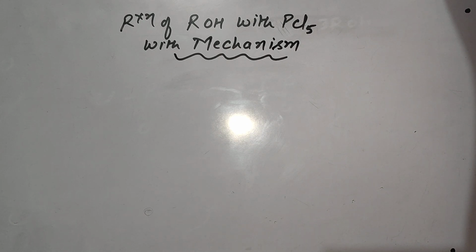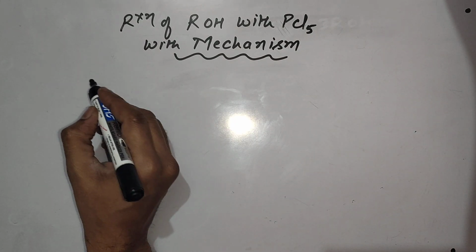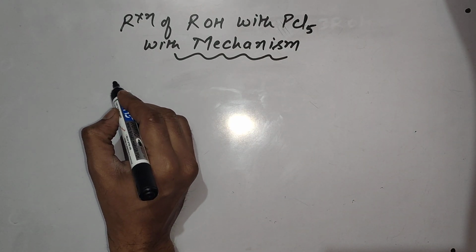Hello students. In the previous video, I informed you about the reaction of alcohol with PCl3 with mechanism. Now here we will check how alcohol reacts with PCl5 and what its mechanism is. Let's understand the mechanism of that.